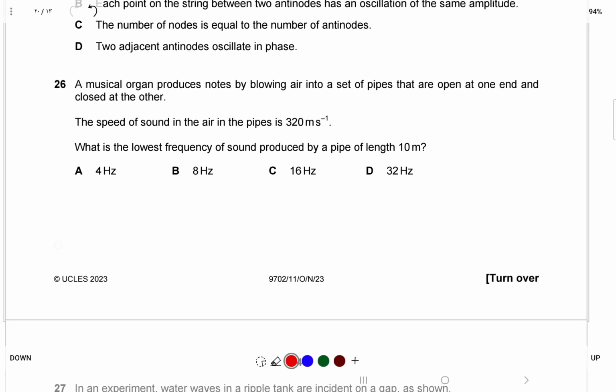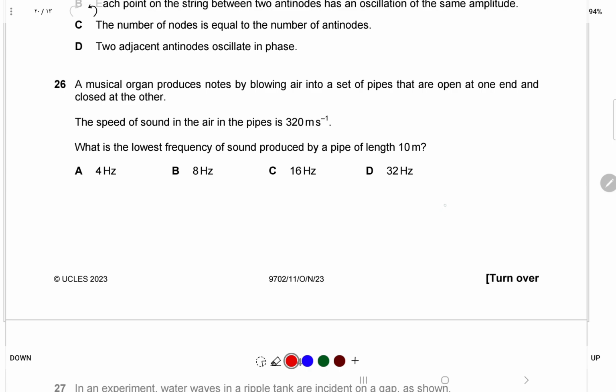26 now. A musical organ produces notes by blowing air into a set of pipes that are open at one end and closed at the other. The speed of sound in air in the pipe is 320. What's the lowest frequency of sound produced by the pipe of length 10?